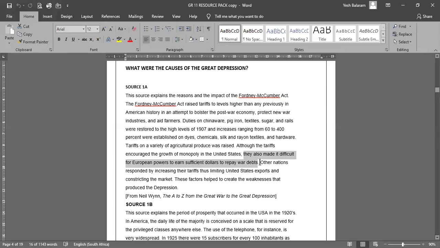So these nations, they refer here as other nations, they responded by increasing their own tariffs. What they said is, if the United States is going to charge us high tariffs, we in turn will charge the US high tariffs for exporting to our countries. So if they try to sell their products in our countries, we will put a limit on it by charging them high import duties.